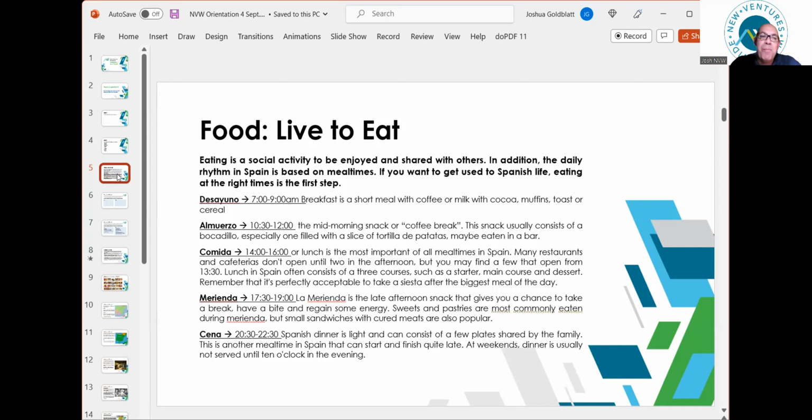So we have our morning meal, which is the desayuno. The desayuno. That's easy to say, isn't it? Desayuno. Your desayuno, 7 o'clock, 8 o'clock, depends what time the kids go to school. But normally about 7 o'clock. It's very short. It's the shortest meal. Coffee, glass of milk, muffins, toast or cereal.